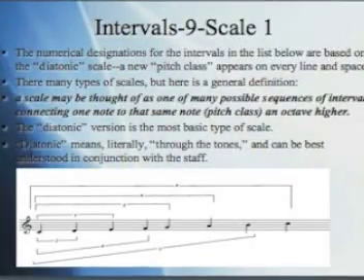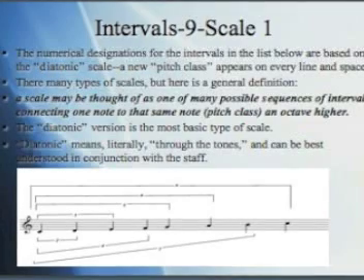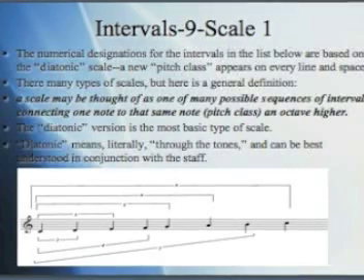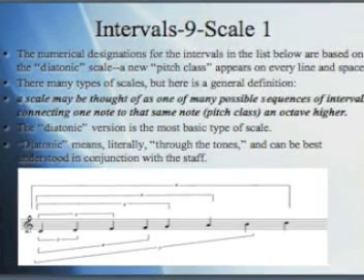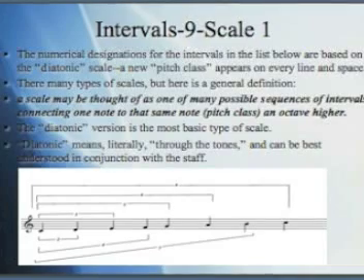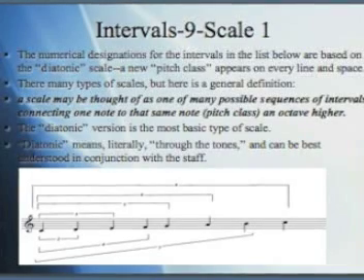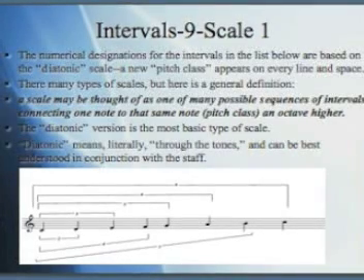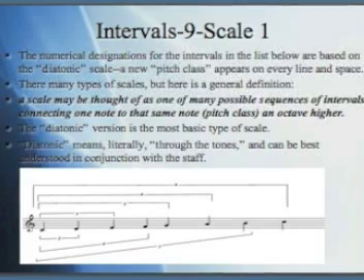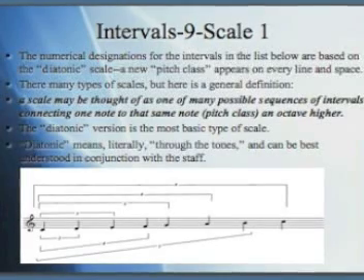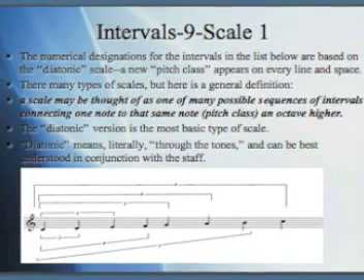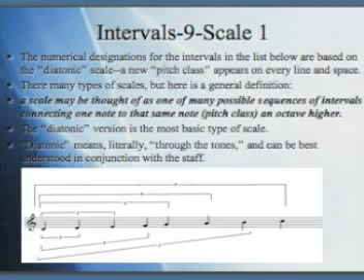Now, the numerical designations for the intervals in the list we just looked at are based on the diatonic scale. There's a new pitch class on every line and every space. Diatonic means through the tones. So whenever you go 1, 2, 3, 4, 5, 6, 7, or 8, those are diatonic designations.